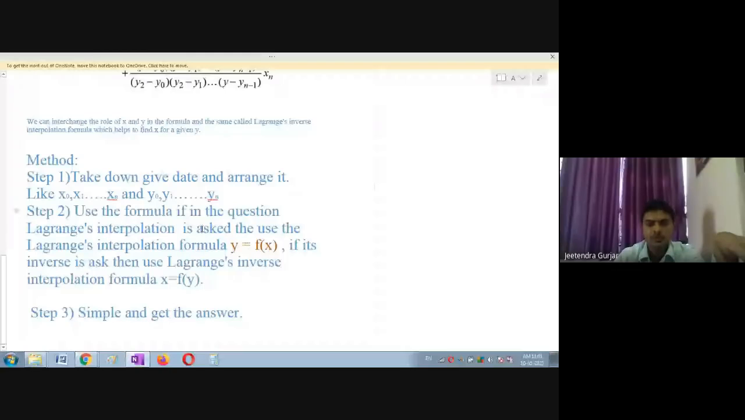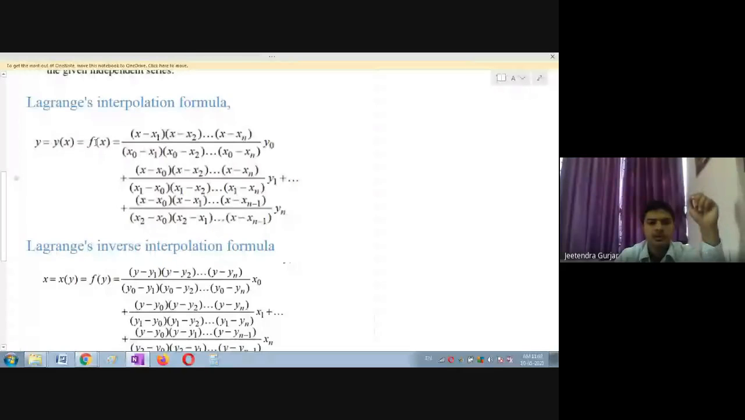Suppose if they ask for Lagrange's interpolation, then you are going to take y is equal to f of x. This is the formula I'm going to use.